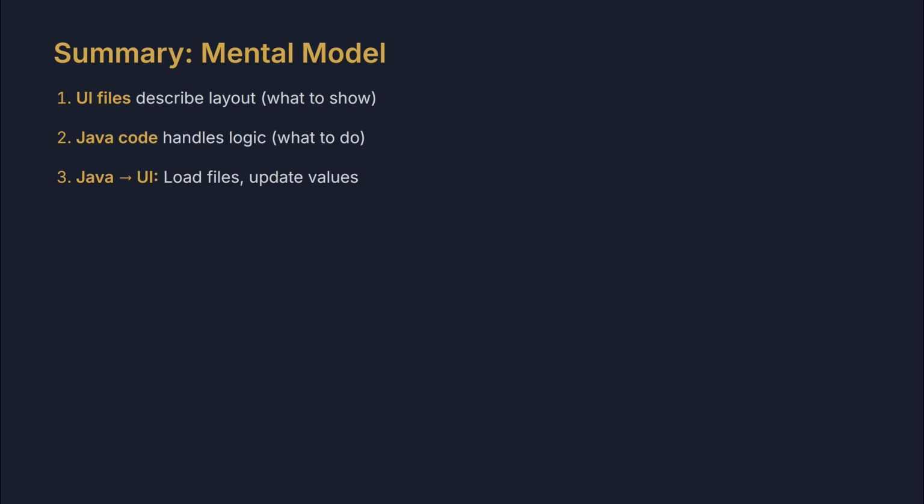So let's summarize the mental model. UI files describe the layout, what to show, and Java code handles logic, what to do. Java to UI, the direction that loads files and updates values, and UI to Java shows when events and user interactions happen. And with IDs, we can connect those two worlds. So let's go ahead and create our first UI file.